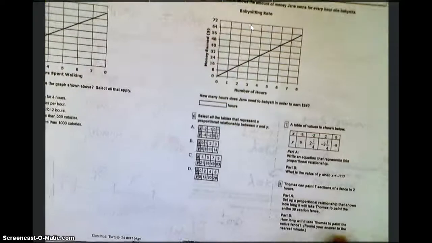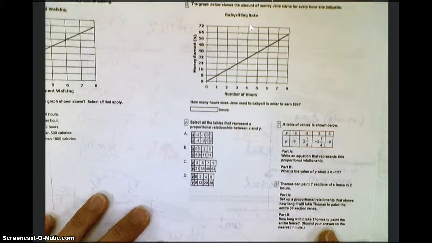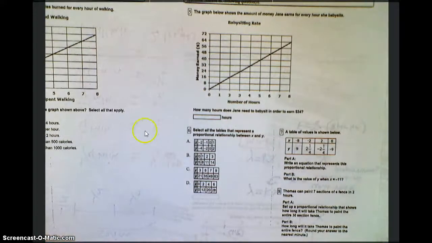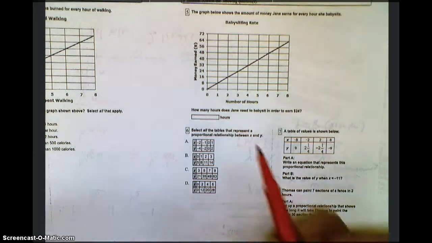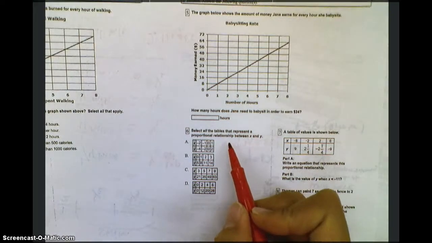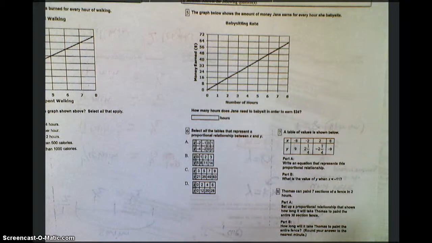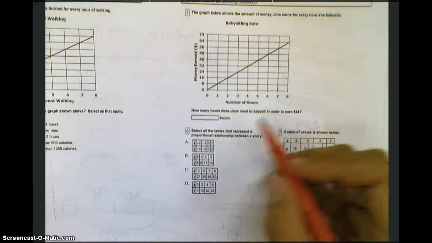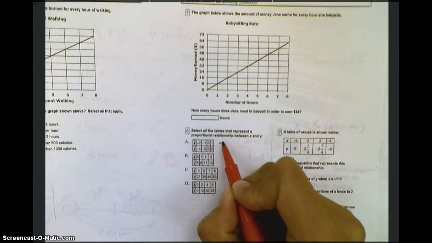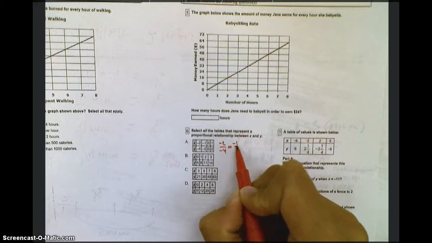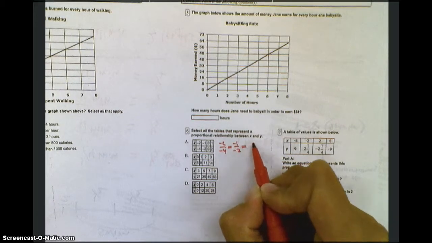Let's skip down to number 6. For number 6, we are looking at the tables that represent a proportional relationship. We want to select all of the tables that represent that. For each question, I'm going to write ratios, taking them from the table. So -2 and -4, is that equal to -1 and -2, and is that equal to 1/2?